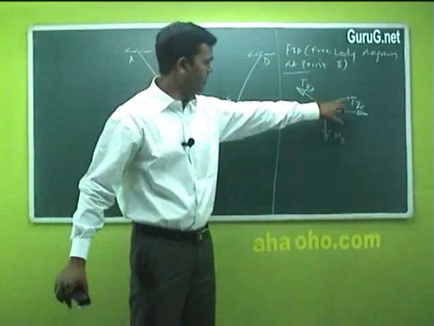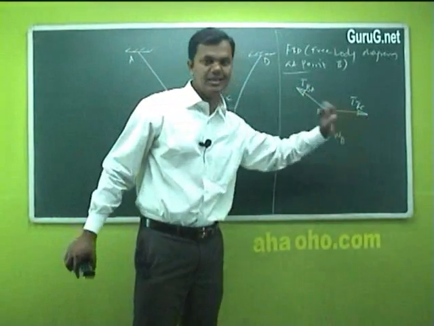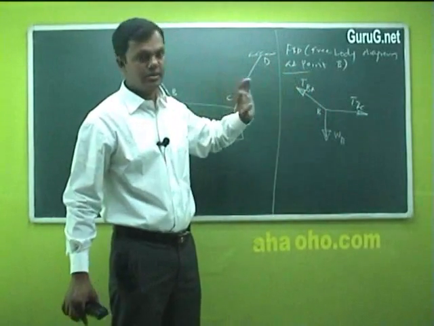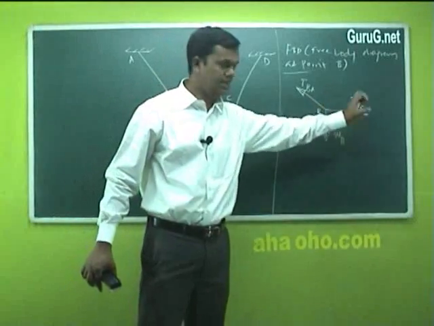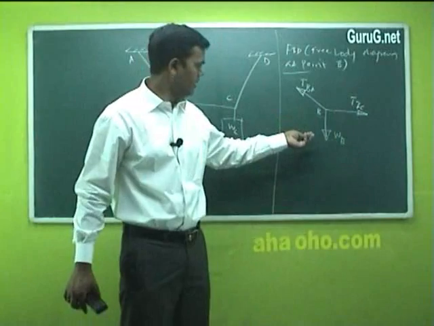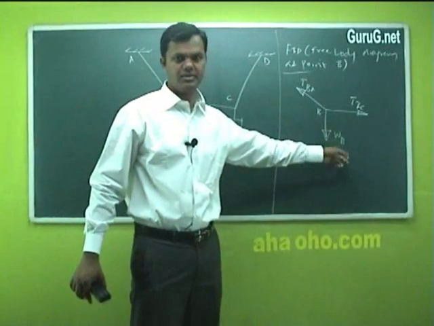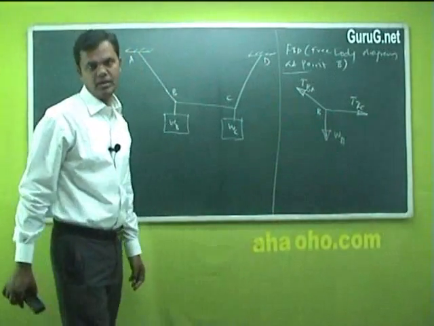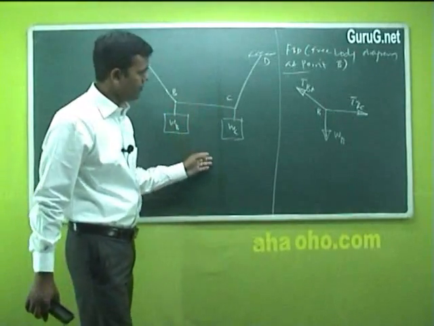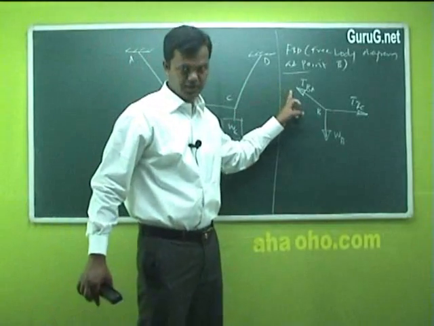It is tension from point B towards C. This is tension from point B towards point A. It's TBA, it's TBC, and the point we are considering is B, and the self-weight of the body is WB. Is it okay? So you have to understand why we are writing this arrow mark in this fashion.